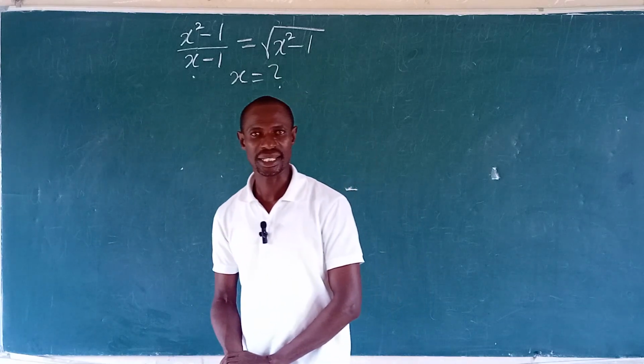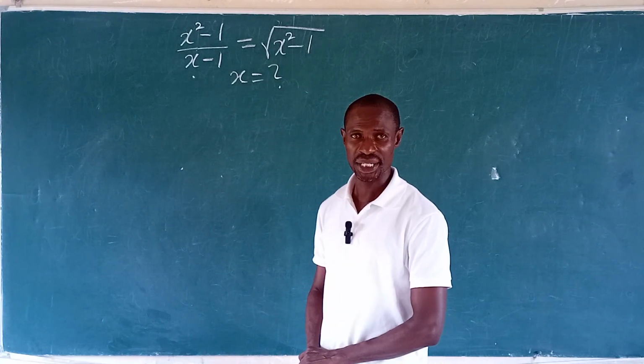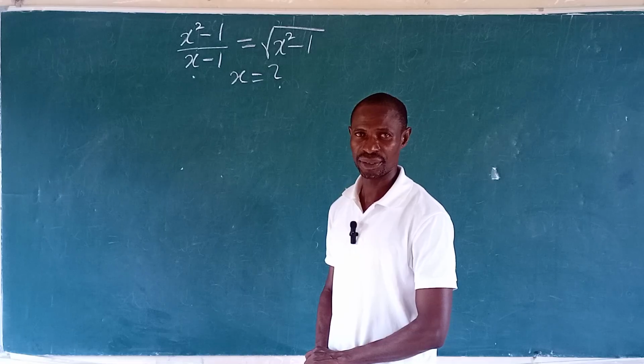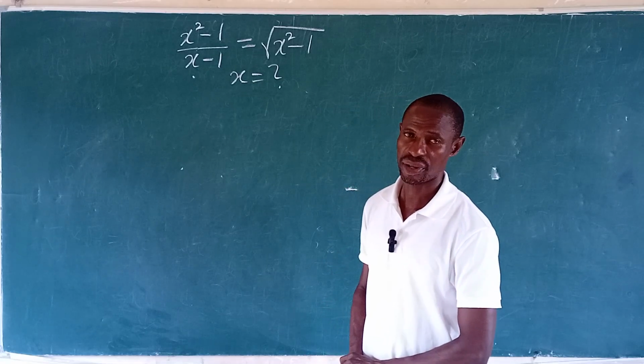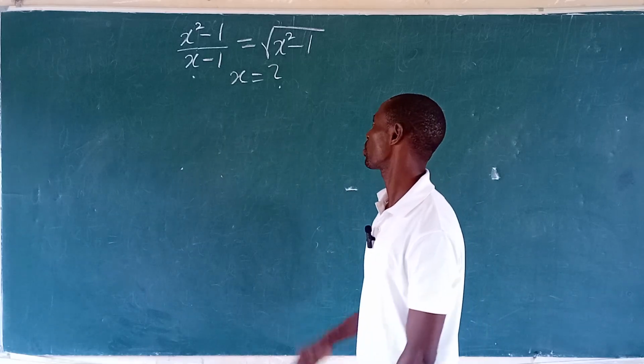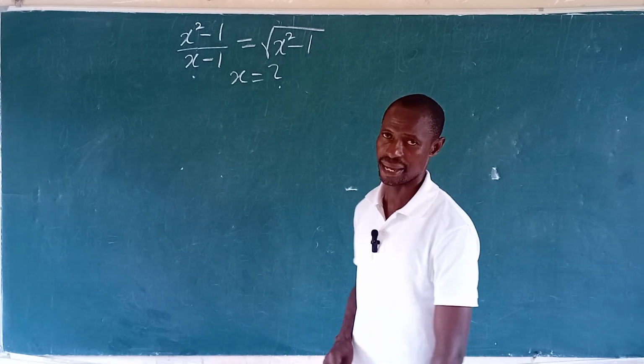Hello, welcome to class. Here we have this radical equation: (x^2 - 1)/(x - 1) = the square root of (x^2 - 1). Find the value of x here.